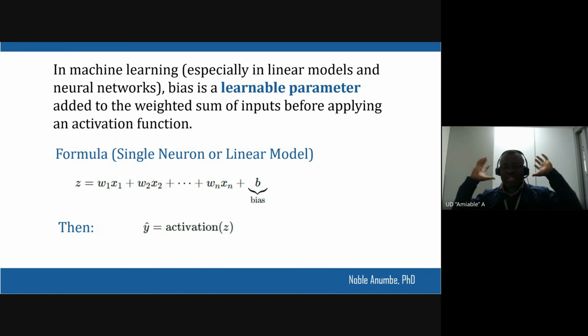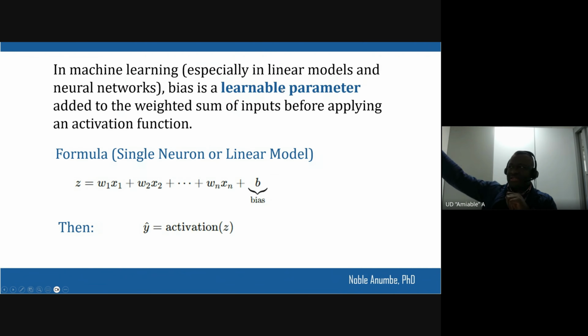Now, I want you to understand all of this. You are not going to do the math, but I want you to understand what's happening when the computer does the math for you. You just need to understand what's going on in the computer. Make sense? So in machine learning, especially in linear models and neural networks, your y is equal to mx plus c. That equation of a straight line is essentially a linear model. But there's also something called neural networks, which is what we use in deep learning.